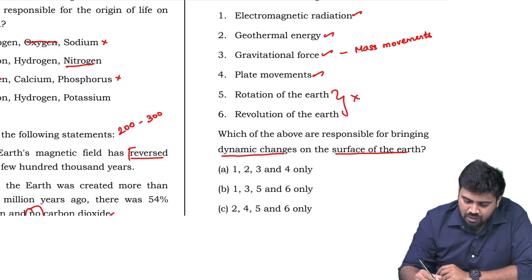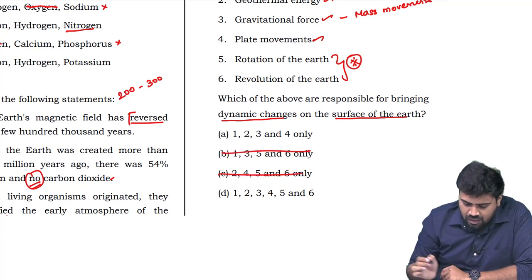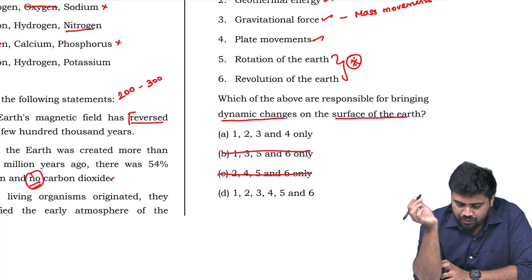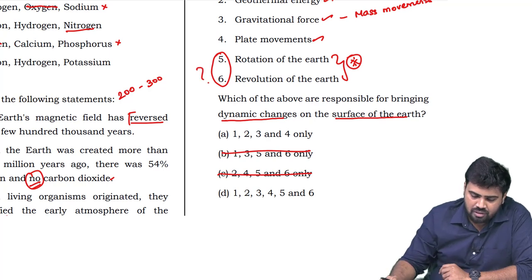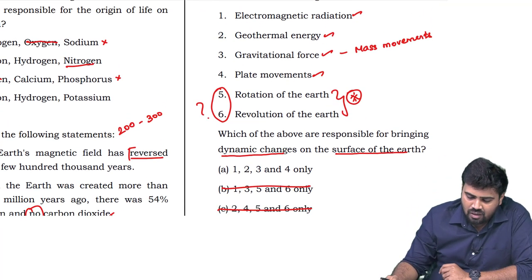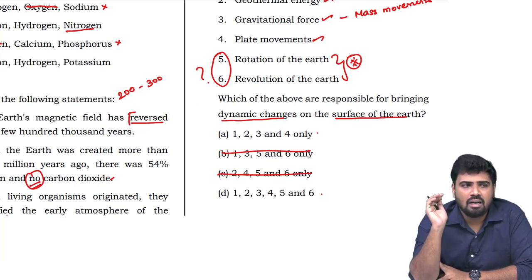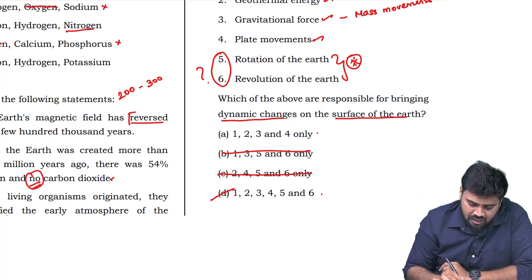Rotation of Earth and revolution of Earth is the key term. So you can eliminate option A and D. Okay, so you are left with only two options, 1, 2, 3, 4 and 1, 2, 3, 4, 5, 6. Now the tricky part is whether rotation of Earth or revolution of Earth makes an impact on the surface of Earth. So most probably you may choose option A or sometimes you may choose option D. According to UPSC official answer key, it is option D, D for Delhi.